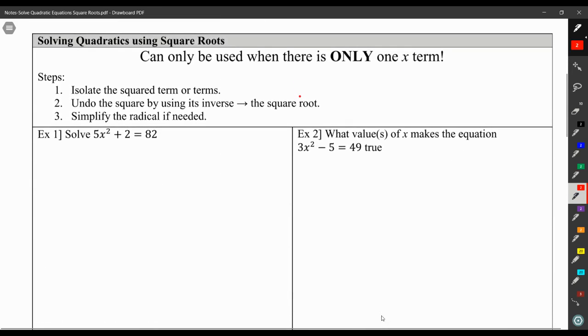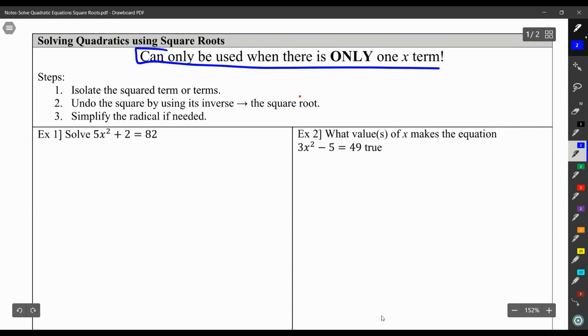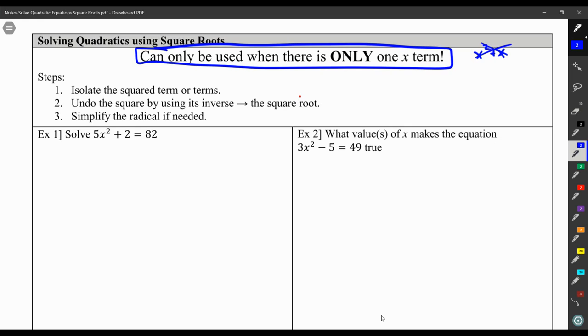So, solving quadratics using square roots. This method can only be used when you have one x term that is squared. Even if there's an x squared and an x, you cannot use the square root method with that example because there are two terms with an x. And so here's the general idea.